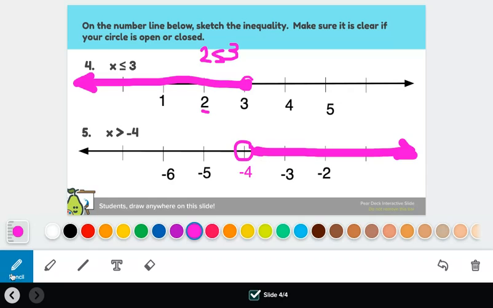Again, let me do a little test to double check. Let's pick one of our numbers that's shaded here. I'm going to pick -2, and substitute that in for x and see if my inequality is true. Is -2 greater than -4? Yeah, -2 is a greater value than -4. So I shaded the correct direction.